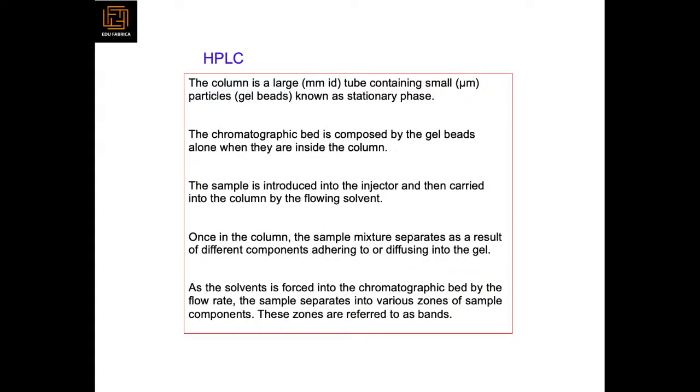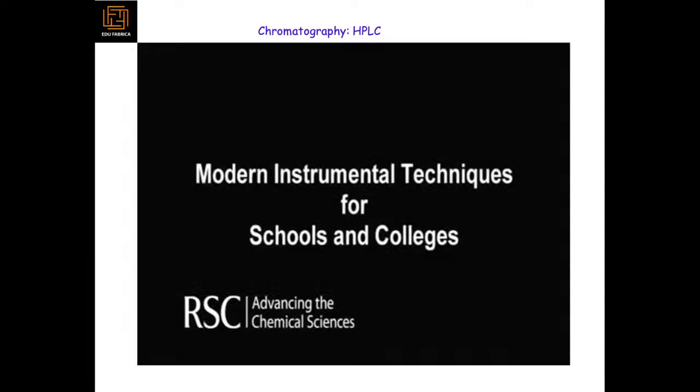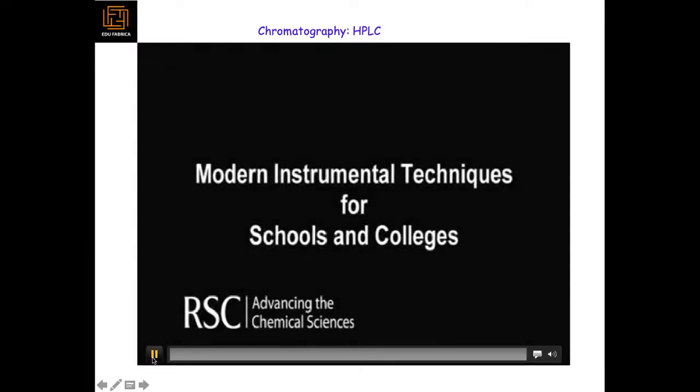So the HPLC is a large tube containing small particles known as the stationary phase, and the chromatographic bed is composed of gel beads along the inside of the column. The sample is introduced into the injector, then carried into the column by flowing solvent. So we got absorbance at 220 nanometers. These peaks that we are seeing, 1, 2, 3, 4, 5, correspond to different materials, different particles that are present in our sample. So we are able to separate them according to the HPLC principle. Let's check how this technique is done.